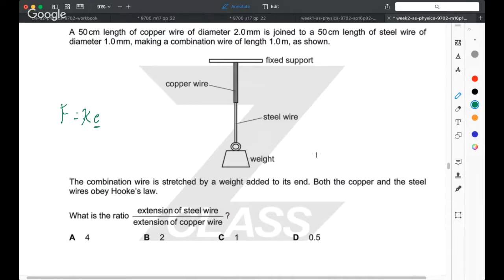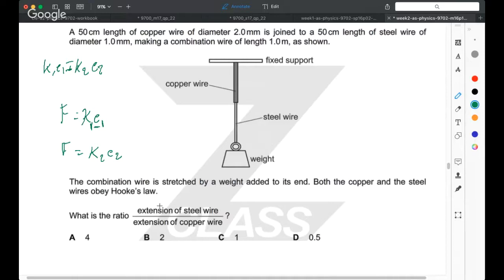Do that for copper and steel. The force is the same for both of them. The force is K1 times extension 1, but also the force could be equal to K2 times extension 2, if both of them are still in the elastic limit. So what you have to do is just equate them: K1 E1 is equal to K2 E2.